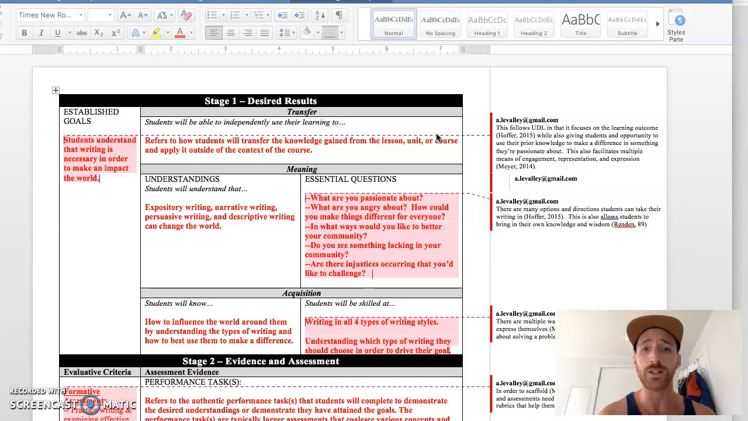Some of the essential questions I want them to walk away with are: what am I passionate about? What might I be angry about? What might I see in the world that makes me want to change it? What do I see in my community that I think could be better? What's lacking in my community? And are there any injustices that I'd like to change? I think they're really cool central questions, and I think they're interdisciplinary.